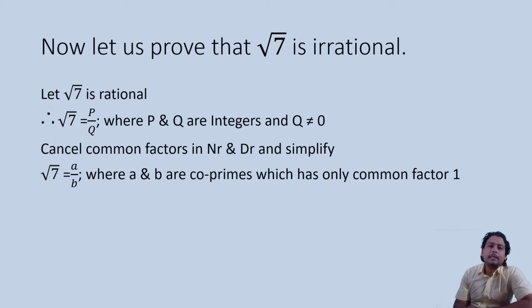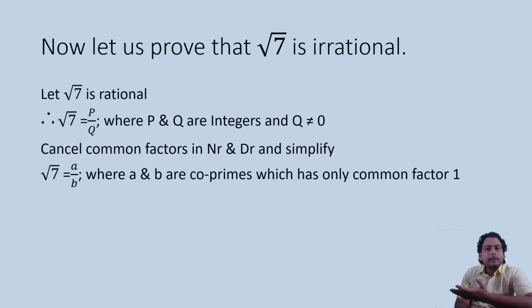Let us say after simplification we get root 7 is equal to a by b. Now here, if you remember, I told you the simplification of a fraction stops when in numerator and denominator we get two numbers which are co-primes to each other. So here, since we have simplified p by q and obtained a by b, a and b must be co-primes to each other, and they have only 1 as common factor, right?